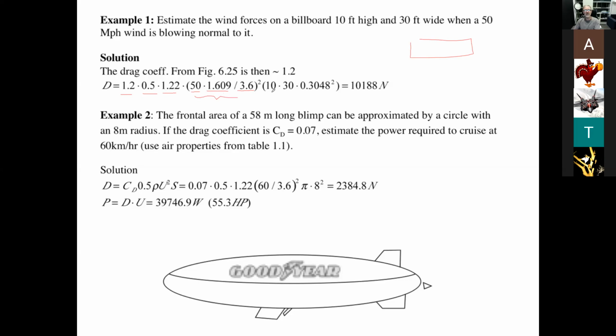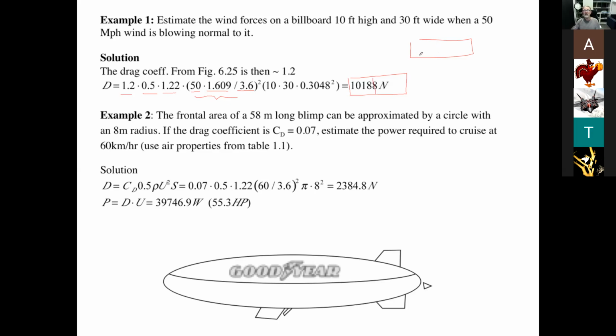Okay, so it's 10 times 30, but then 1 foot is 0.3048 meters, and I don't like SAE units, so I made everything metric, and we end up with 10,000 Newtons. So if I just divide by g, let's say 10, I get 1,000. I get 1 metric ton of force on that.